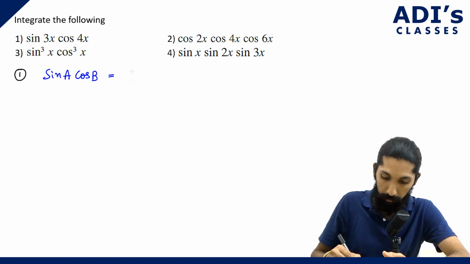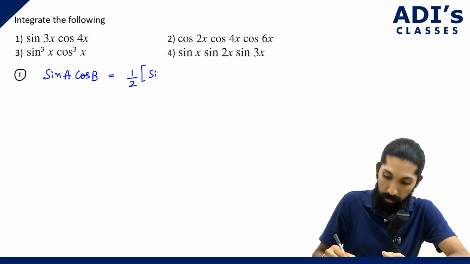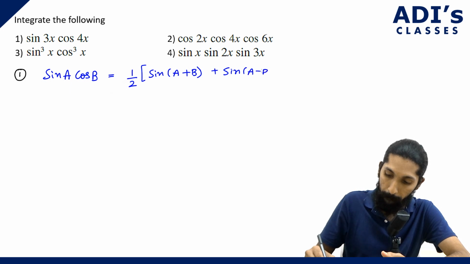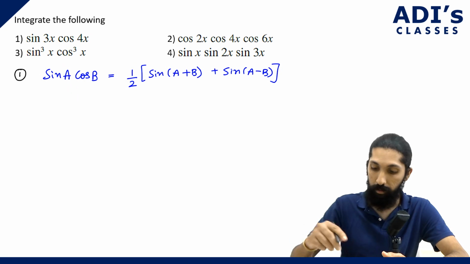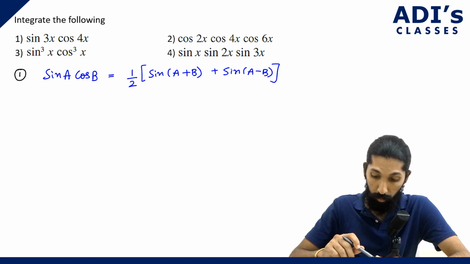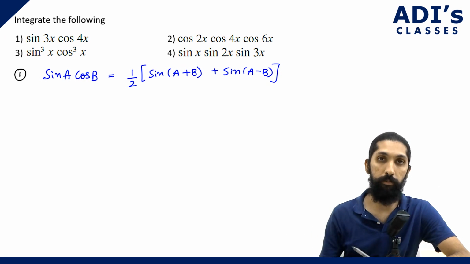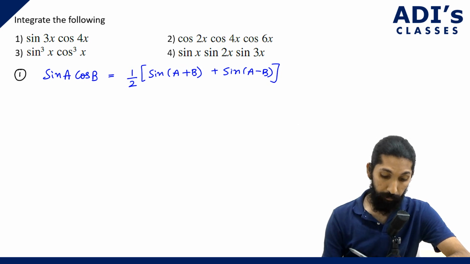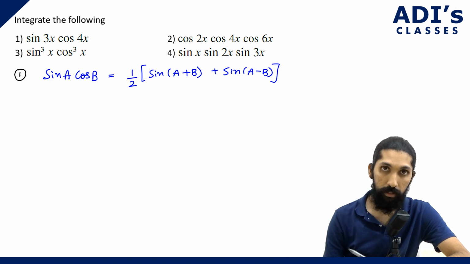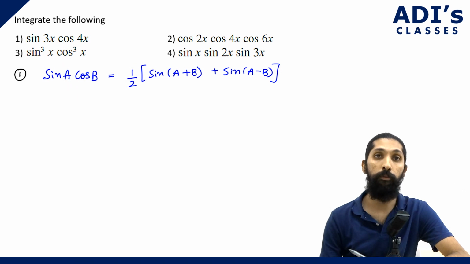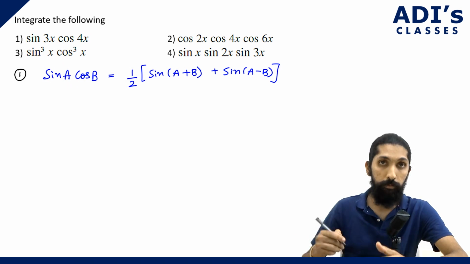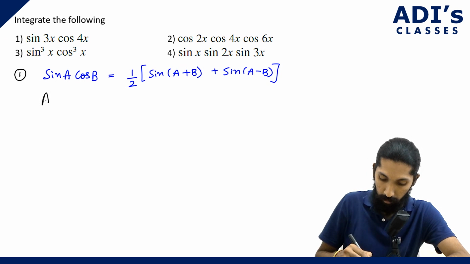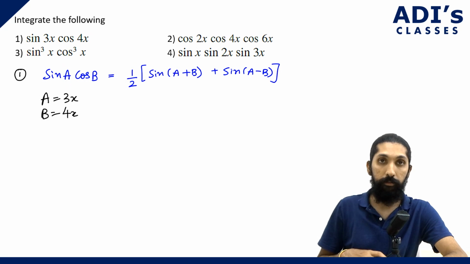So this is nothing but half of sine of A plus B plus sine of A minus B, right? So you will get 2 sine A cos B, and you can divide that by 2. Once you have this, in place of A, you have 3x, and in place of B, you have 4x, correct? So let's write that down first. A is equal to 3x, B is equal to 4x, right?